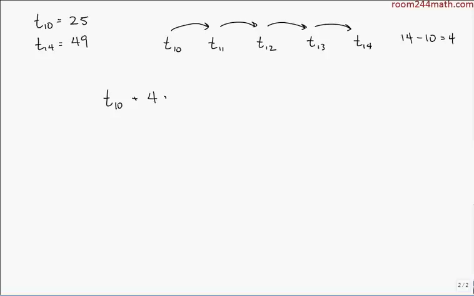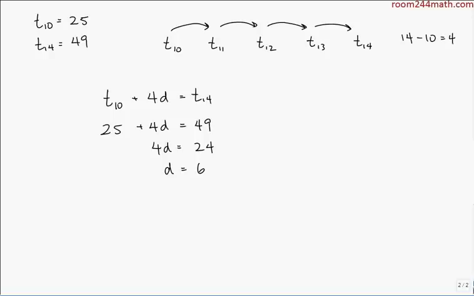So this is nice because we can now create an equation. We know that if you start at T10 and you add 4 common differences, 4 jumps, you get to T14. Well, we know what T10 and T14 are. This is just 25, and T14 is 49. So we have a nice little equation in D. We can subtract 25 from both sides and divide both sides by 4. And now we have the common difference is 6.